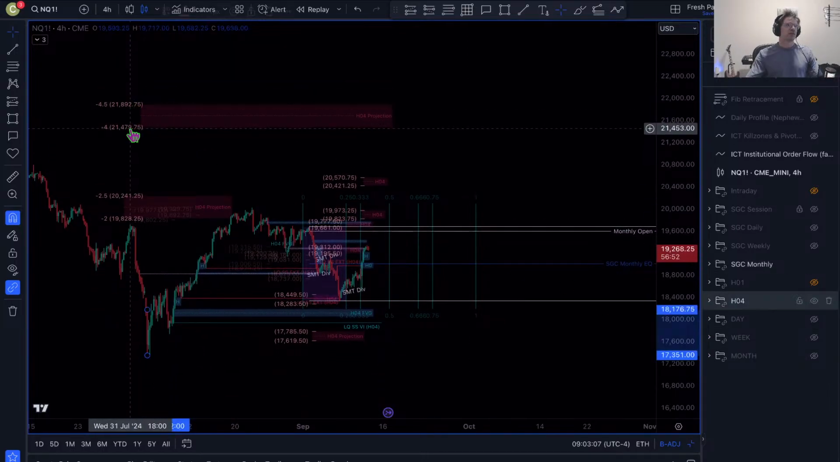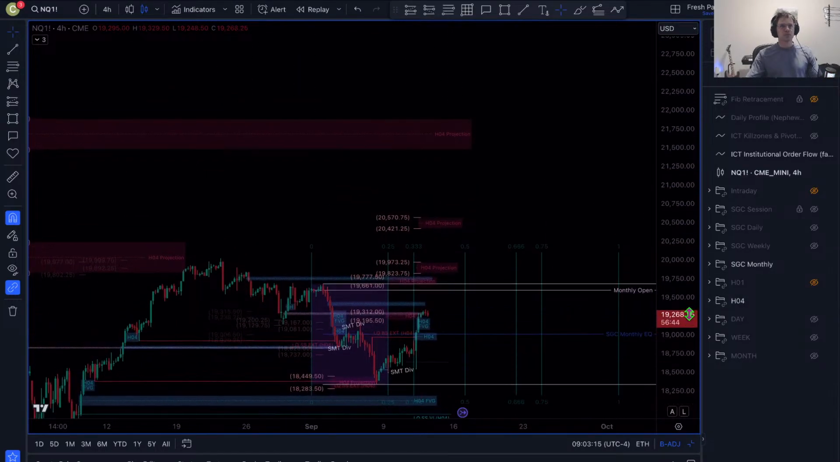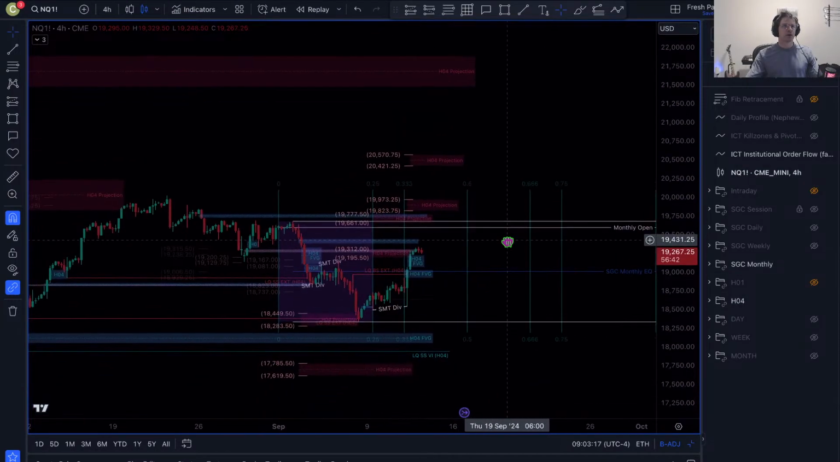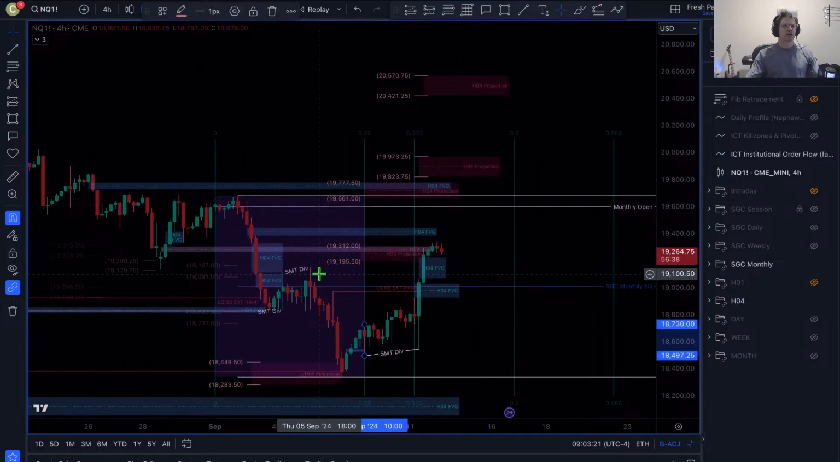Notice that you do have this projection off of this manipulation here that's still valid. And we've hit this second projection. Guess what? We came back, grabbed some liquidity, and we're continuing up. So more immediate price action. This was the target yesterday off of this manipulation, which was the start of Q2. Guess what? Manipulation. So Q1, manipulation of internal liquidity. Q2, we hit the second projection.